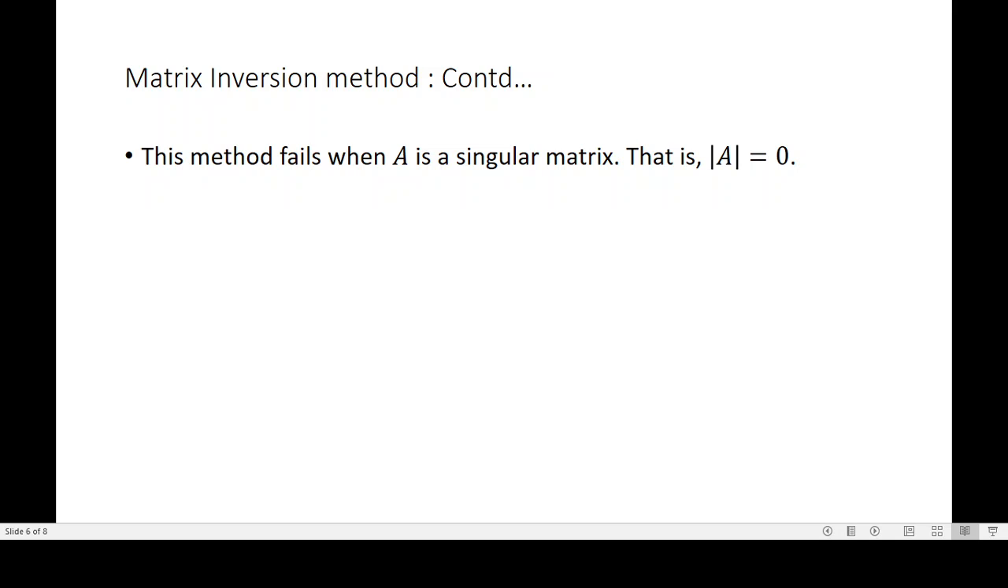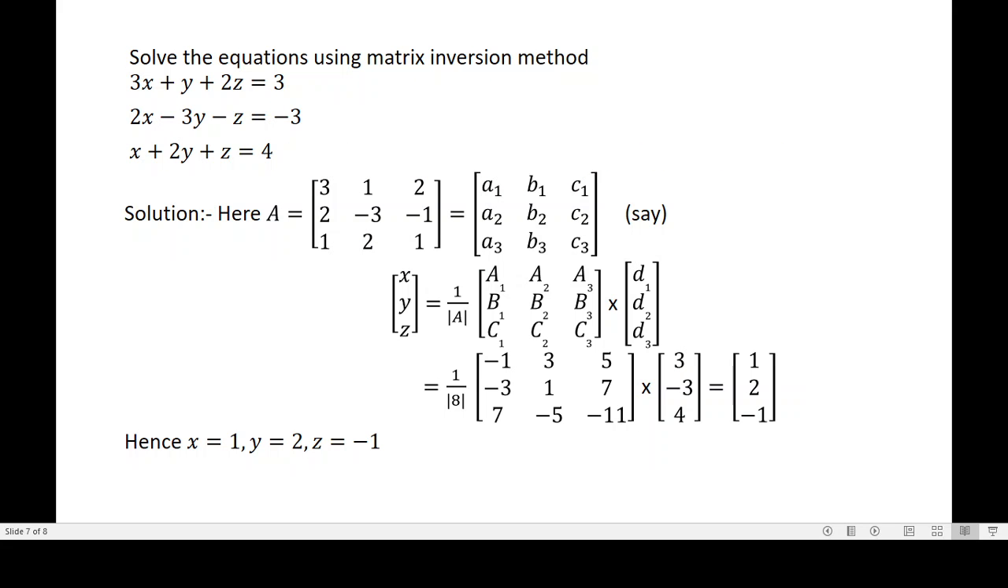Now let us solve one problem using matrix inversion method. The problem is, solve the equations using matrix inversion method. 3x plus y plus 2z is equal to 3. 2x minus 3y minus z is equal to minus 3. x plus 2y plus z is equal to 4. Now first let us write the coefficient matrix. Coefficient matrix is 3, 1, 2, 2, minus 3, minus 1, 1, 2, 1.